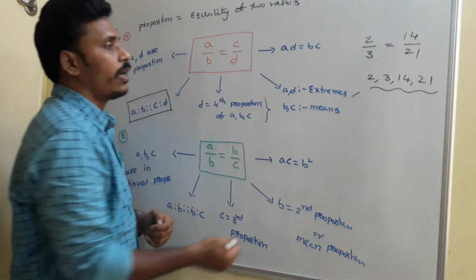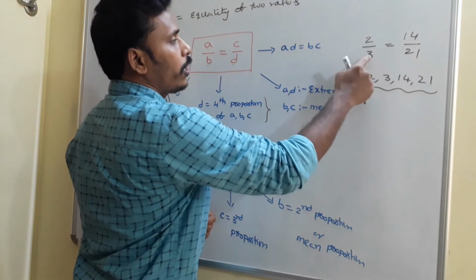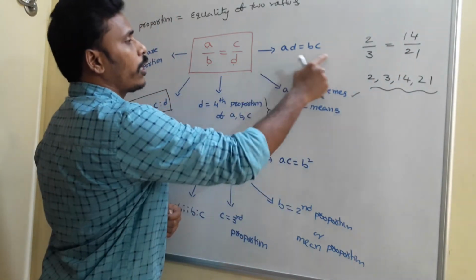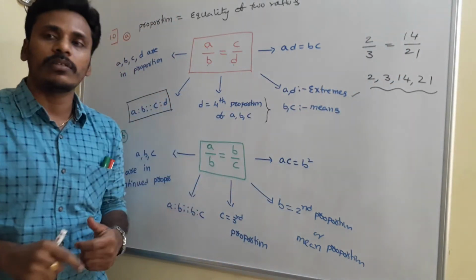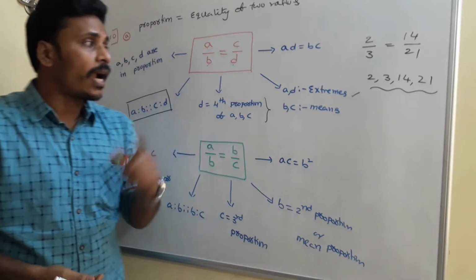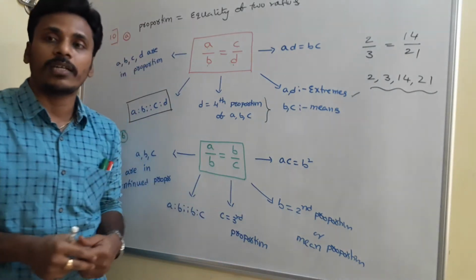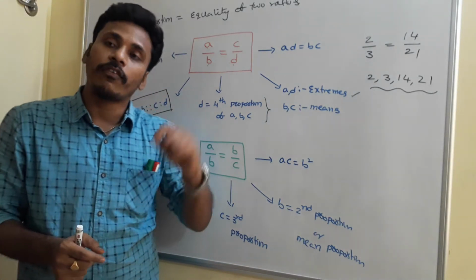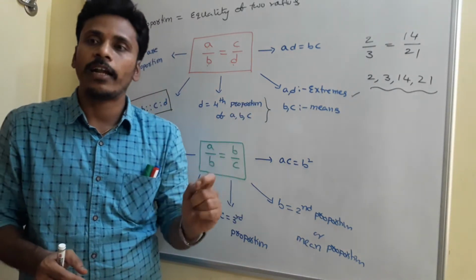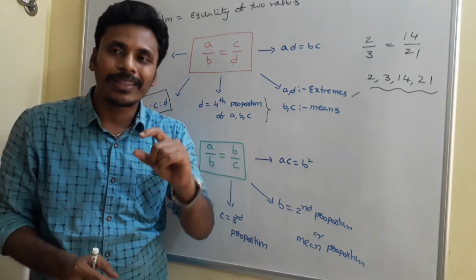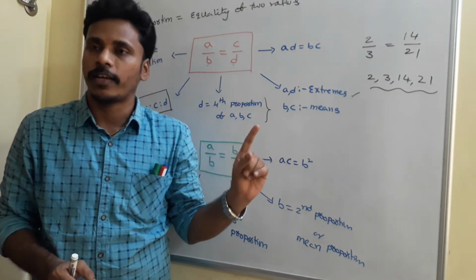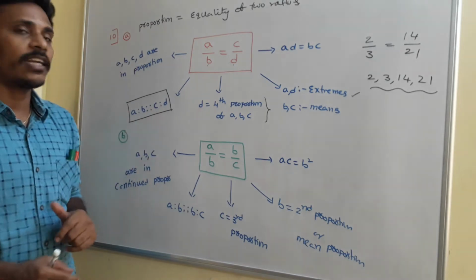Now in the same case, 2 into 21 is 42, and 3 into 14 is again 42. That means AD equals BC is also satisfied. Among 2, 3, 14, 21, this last element 21 is called the fourth proportion of the first three elements 2, 3 and 14. So you need to know the terms related to the proportion. That's enough.